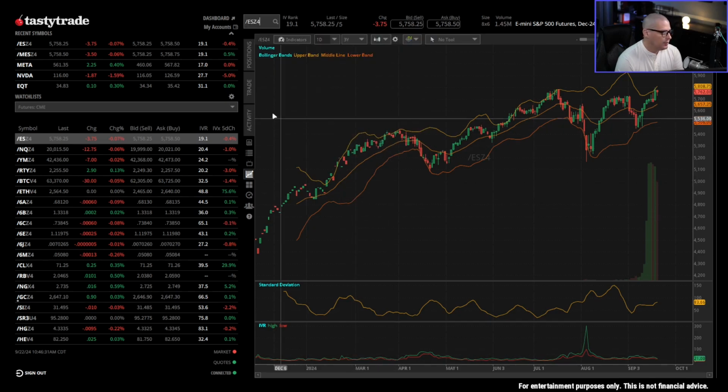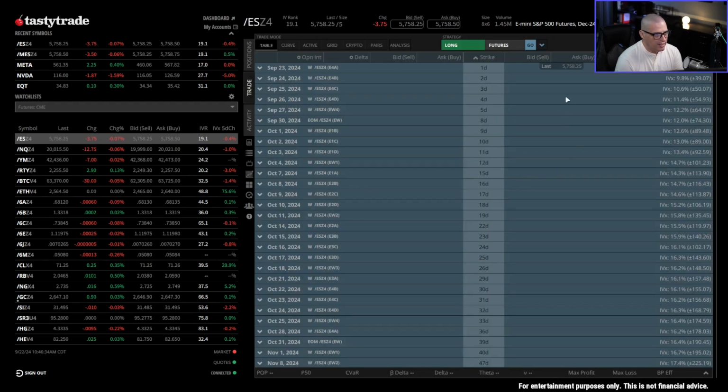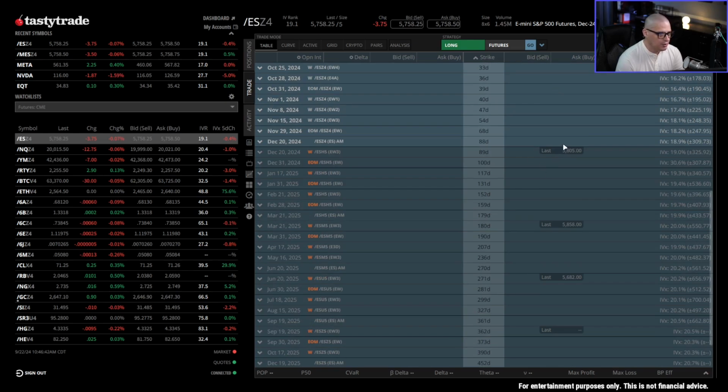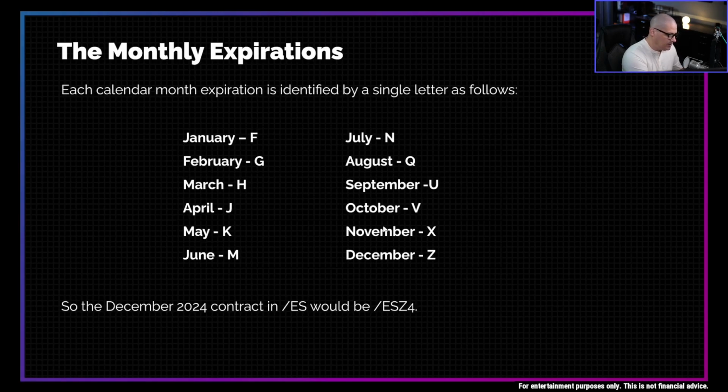If I go into the options chain for ES, I can actually find other expirations that are trading other than ESZ4. If I scroll down to further expirations, you can see I have a different last price and a different last price and a different last price. So these are out in time expirations. These are the futures contracts past December 2024. In this case, this is ESH5. So what is ESH5? Well, that would be next year's first quarter contract. ESH is March and 5 is 2025.